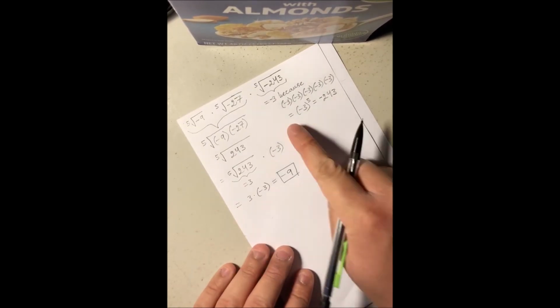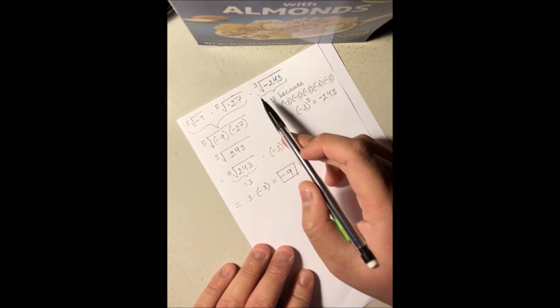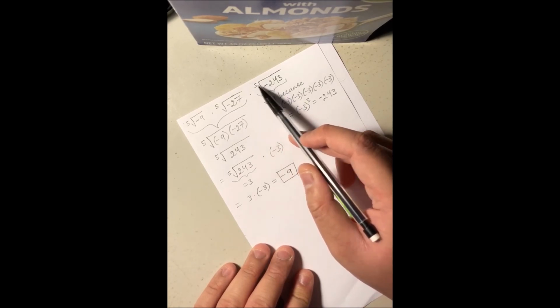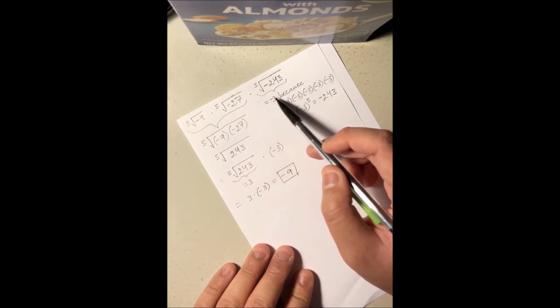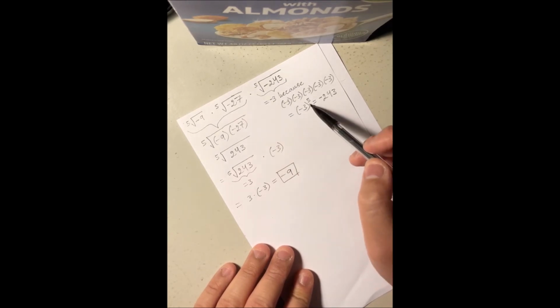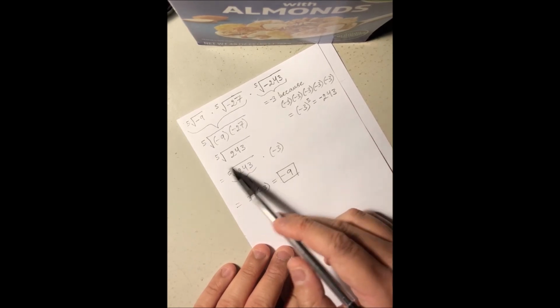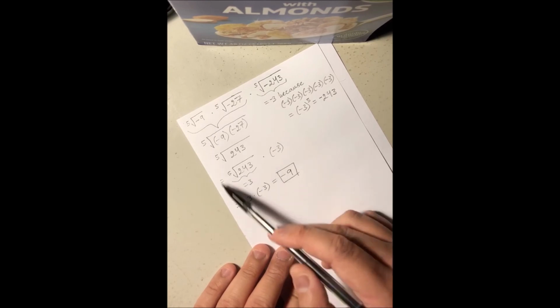And yeah, I do apologize for the mistake right here, but what I was trying to say is fifth root of negative 243 is equal to negative 3, because negative 3 multiplying itself 5 times gives us back negative 243. And the same thing can be said for the positive 243 right here.